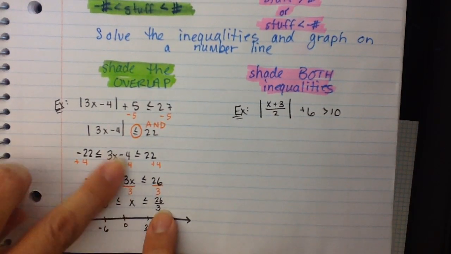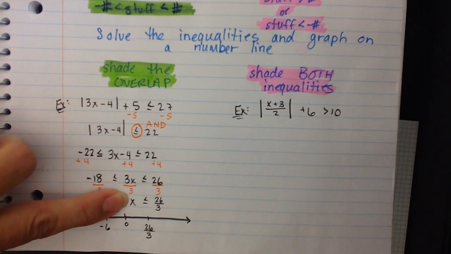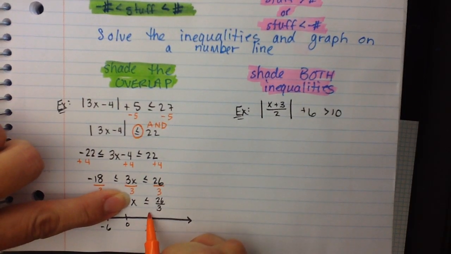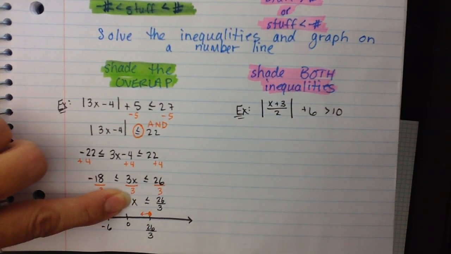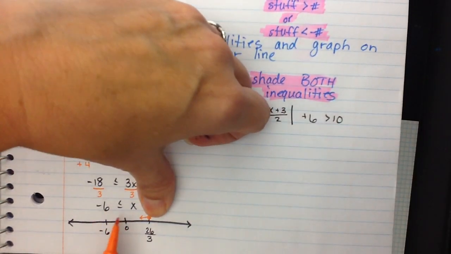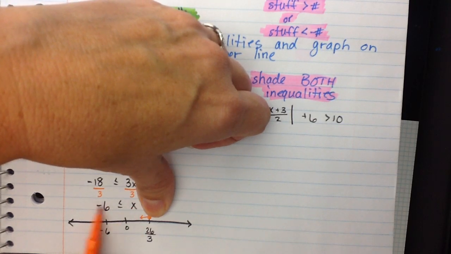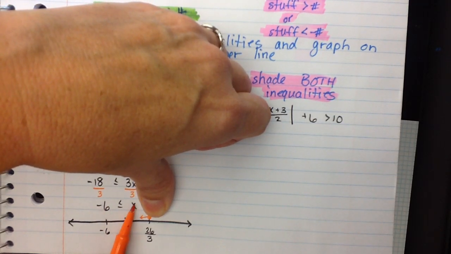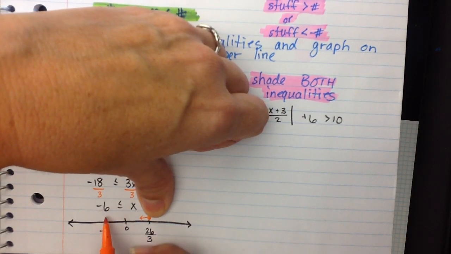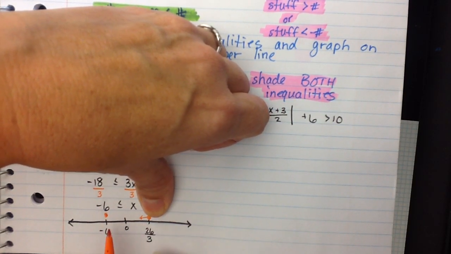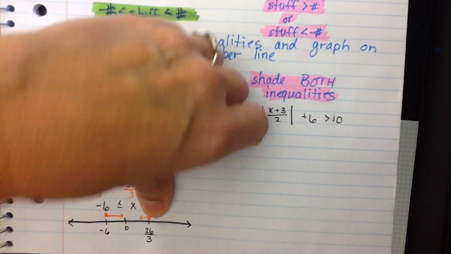So what I've got is x is less than or equal to 26 thirds. So that would be a closed circle on 26 thirds, and I'm shading to the left. And then this one, when you read it from right to left, it says x is greater than or equal to negative 6. So I'll put a closed circle on negative 6 and shade greater than or equal to that number.